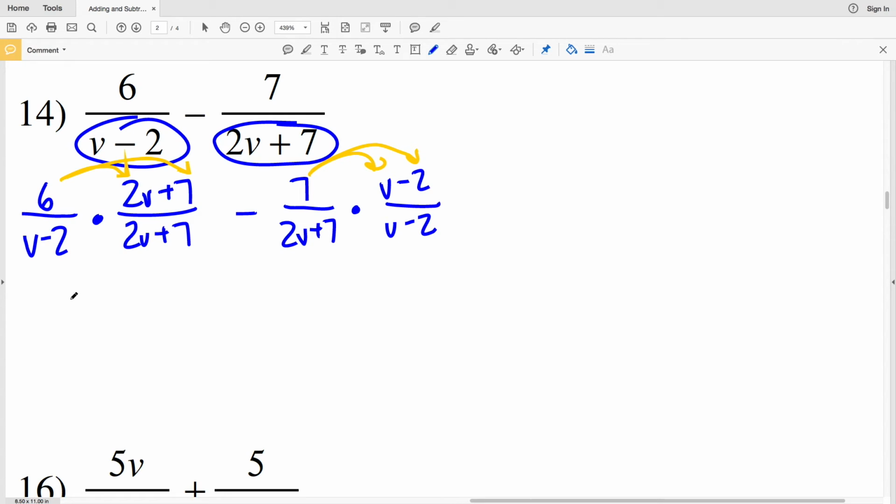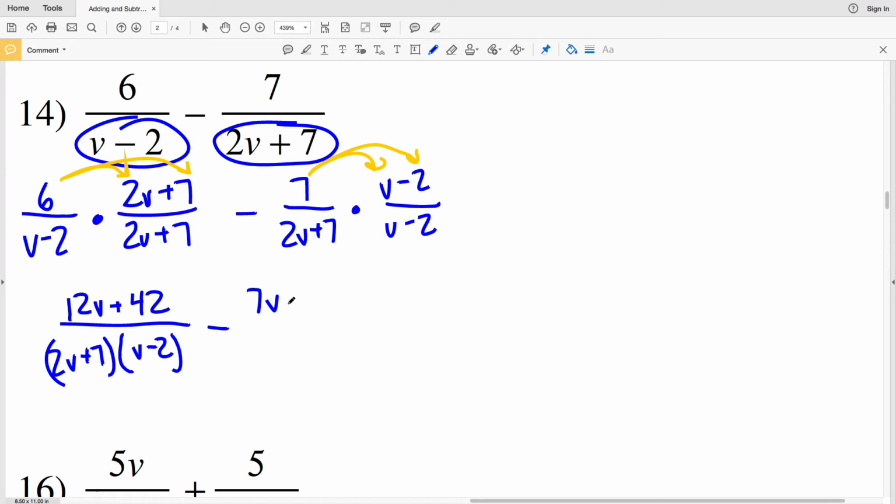So I'll have 6 times 2v, which is 12v, plus 6 times 7, which is 42. That's all over v minus 2 times 2v plus 7, or 2v plus 7 times v minus 2. And then I'll subtract 7 times v, which is 7v, and then 7 times 2 subtracted, that's subtracting 14. So subtracting 7v minus 14 over 2v plus 7 times v minus 2.